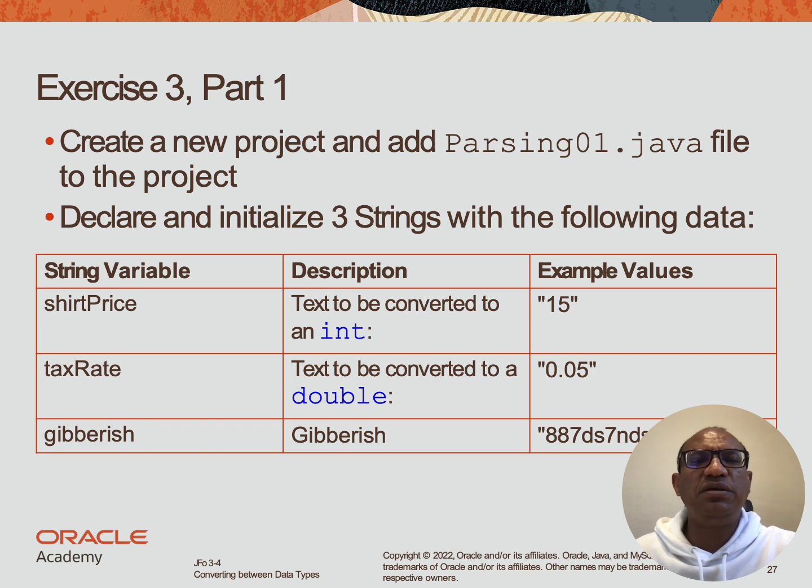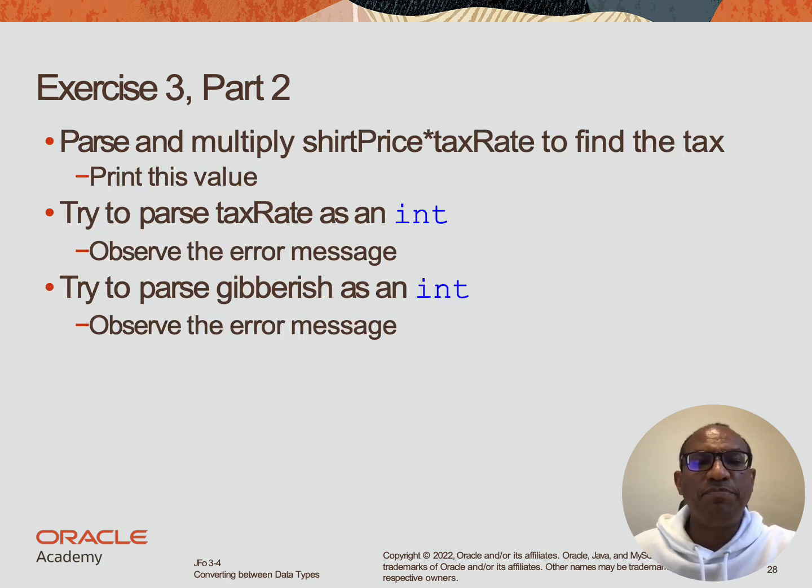In exercise 3, part 1, you will declare and initialize strings that represent a shirt price, tax rate, and a string of gibberish. In part 2, parse the shirt price and tax rate to calculate the tax. Then try parsing invalid inputs and observe the resulting errors.